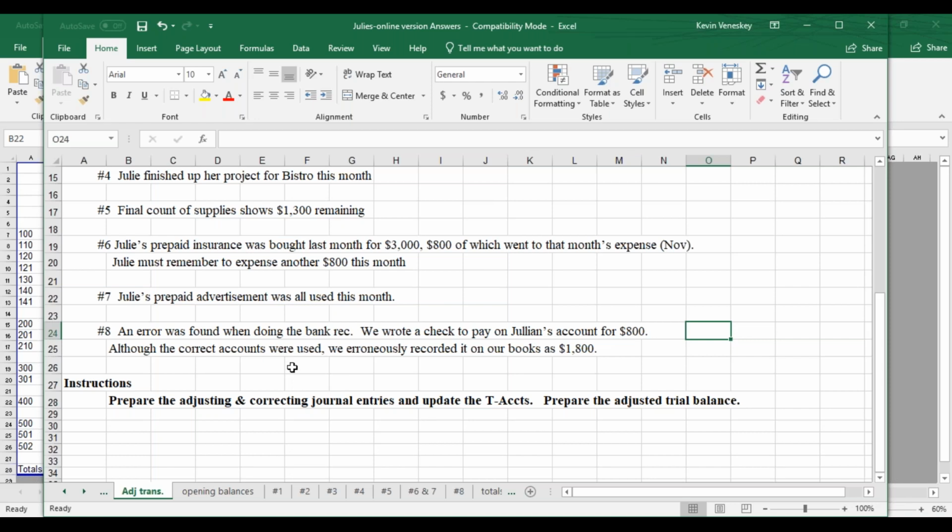So we did it, all the accounts were correct. When we write a check to pay on our Julian account, we're going to debit our accounts payable to Julian. What are we getting? A reduction on our account. And I got a reduction, and I wrote it originally for $1,800. Of course, that was incorrect. And then why did I get a reduction? Because I paid cash. So this was the wrong entry. Now I need to go to number 8 and flip it and then do the correct entry.